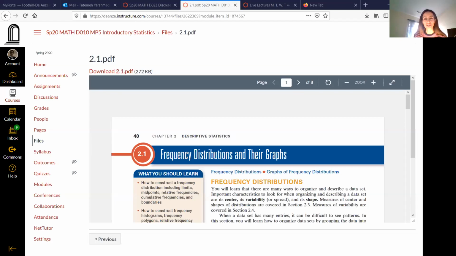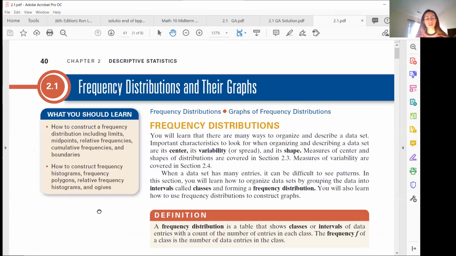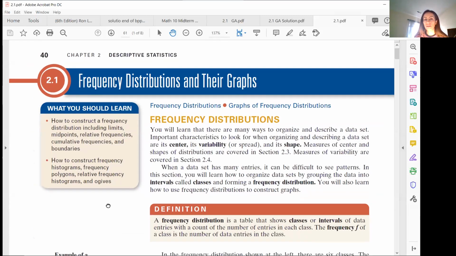2.1, frequency distributions and their graphs. Very well. So what is our goal? Our goal is to write down data in the format that actually makes sense. To analyze the data, you're looking for the shape or pattern in your data. You're looking for the center and also variability in your data.